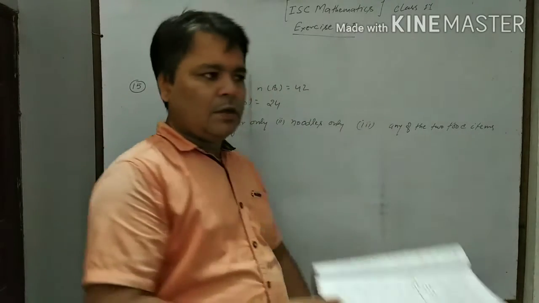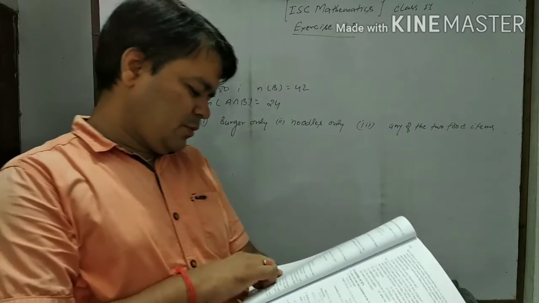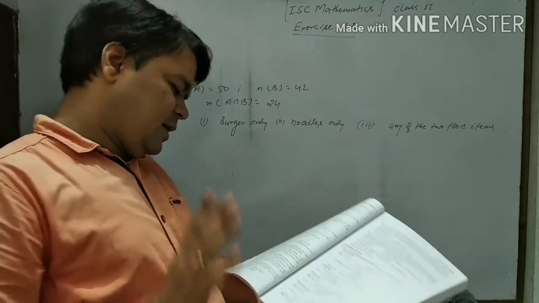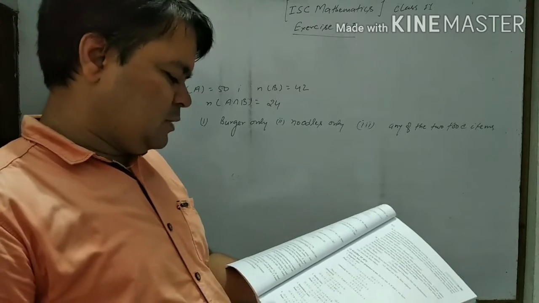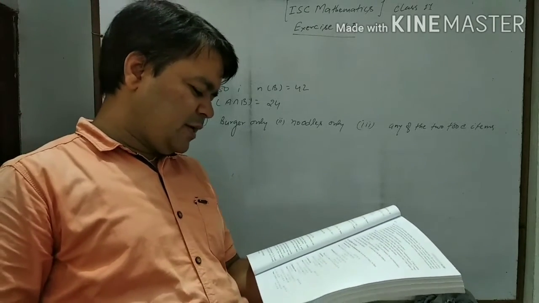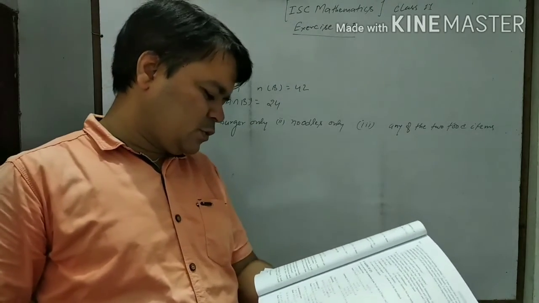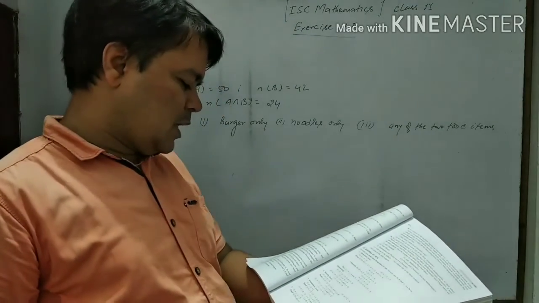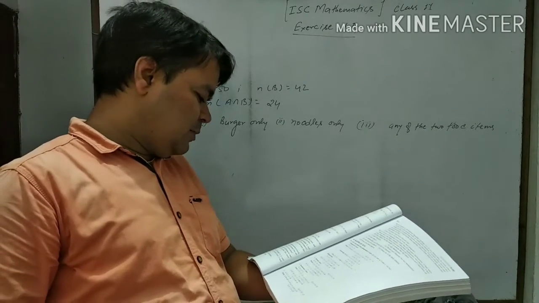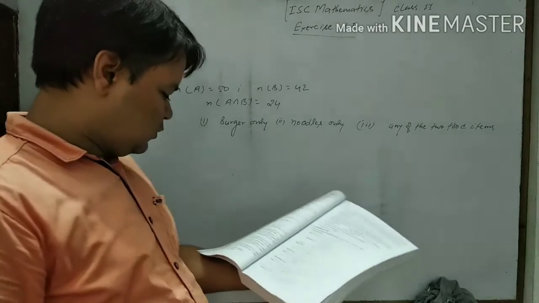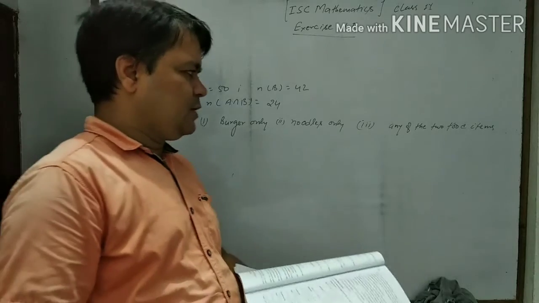Now let us see question number 15. According to question number 15, in class 11th of a certain school, 50 students eat burger and 42 students eat noodles at lunch time. If 24 students eat both burger and noodles, find the number of students who eat burger only, the second one noodles only, and the third any of the two food items.